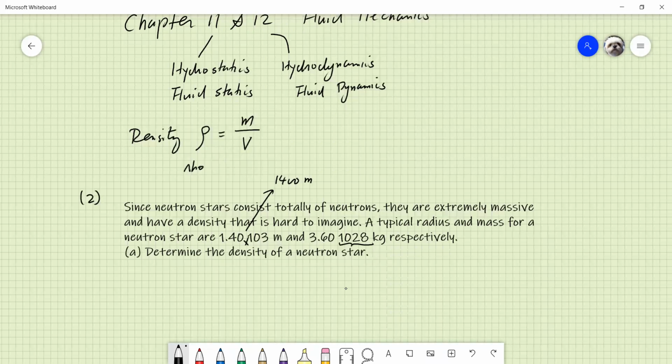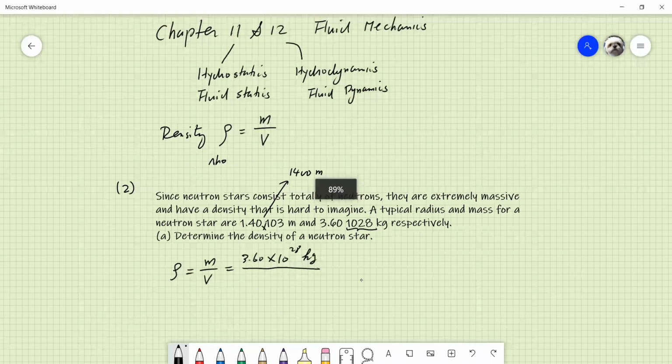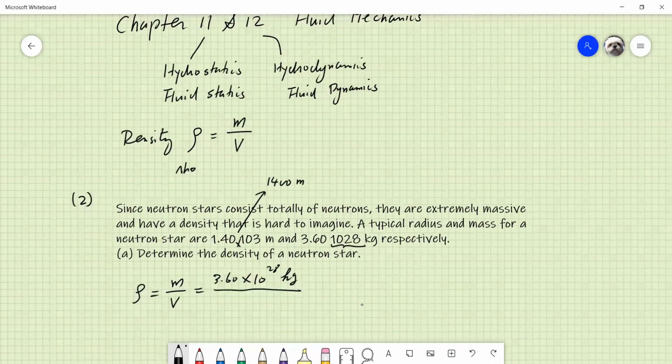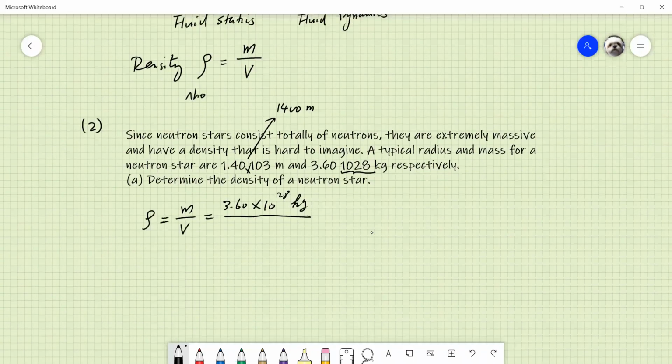So we use the equation, the definition of density. Mass: 3.6 times 10 to the 28 kilogram. And what is the volume of a star? Can anyone tell me that? If you know the radius, how can I find the volume of the star? Anyone know what's the volume of a sphere?